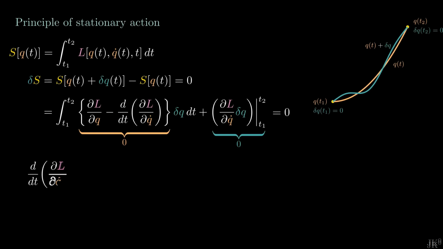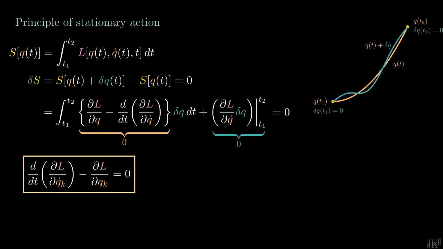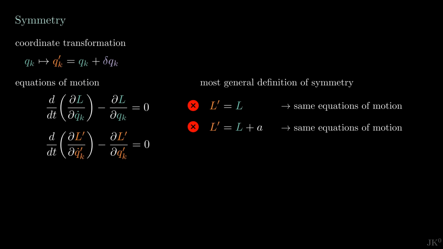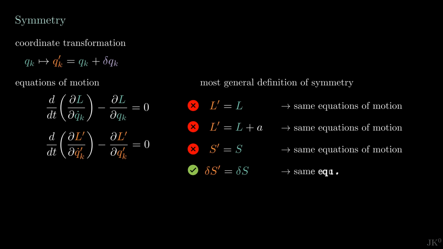In the previous video, I showed you how the Euler-Lagrange equations are derived from Hamilton's principle, so we could propose a more general definition of symmetry as a transformation that leaves the action unchanged. This would also work. However, what really matters to derive the equations of motion is not the action itself, but its variation, to satisfy the stationarity principle. Thus, this is the most general statement to define a symmetry.